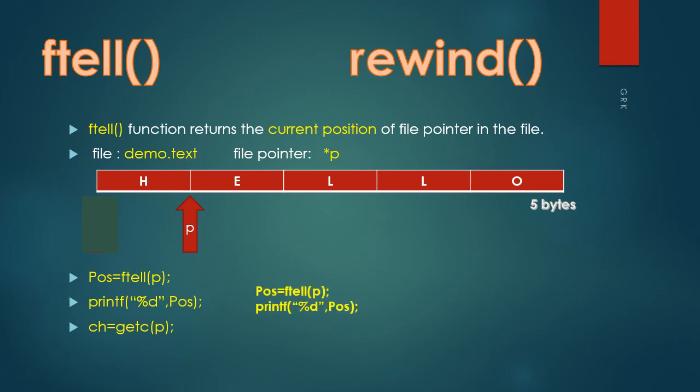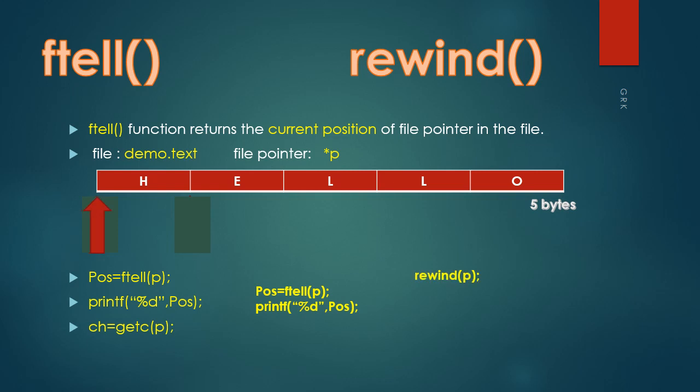Now you apply the ftell function, store the position in pos, and try to print that position. Then it returns 1 byte, meaning 1 will be the output because 1 byte of data has already been read from the file.